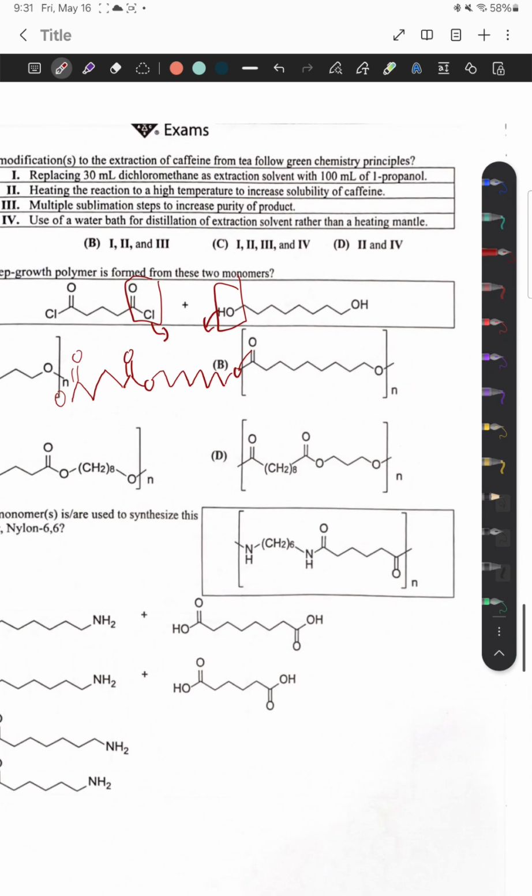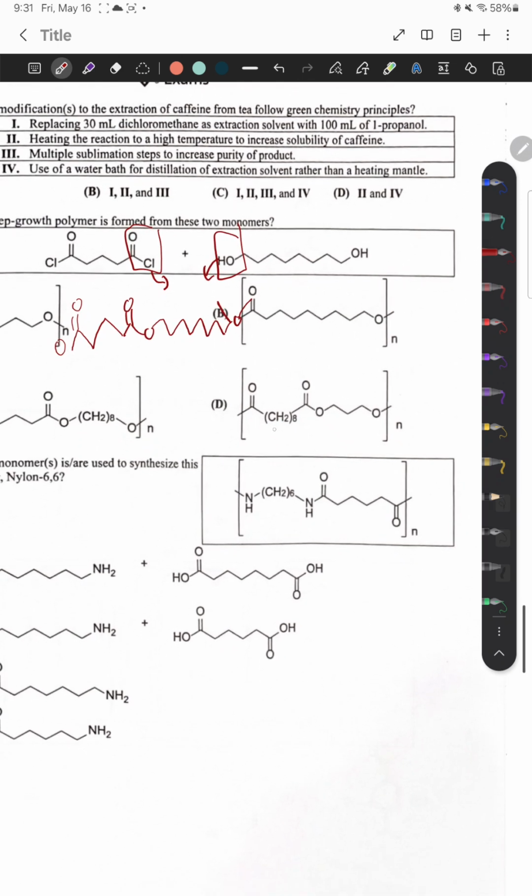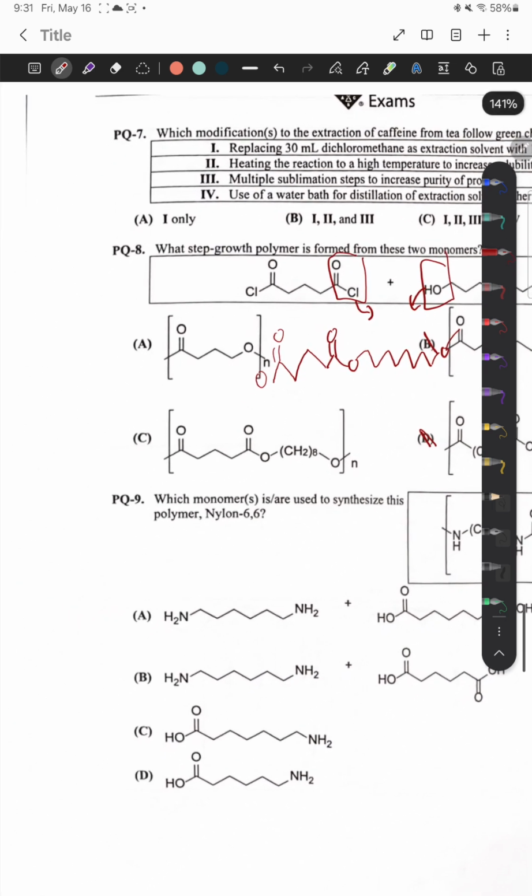Okay, so now that we have our answer, let's look at the carbons in between. We have 1, 2, 3, 4, 5, 6, 7, 8 carbons, right? But remember, there's supposed to be an ester here. There's no ester formation, so B almost looks close, but it was not it. And then D, they also have 8 carbons, but they have the 8 carbons in the wrong spot. The 8 carbons are in between the 2 ketones when it's supposed to be between the 2 esters. So it can't be D.